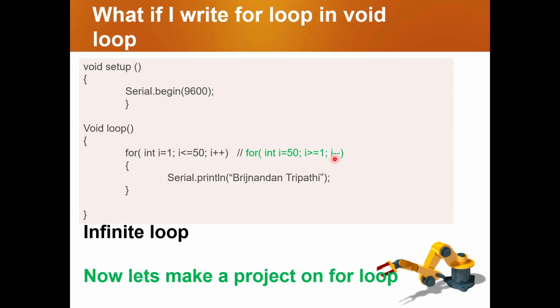So i++ means if the i value is 1 and I want to go up to 50, I have to increase the value of i from 1 to 2, 3, 4 up to 50. What if I start counting from 50? If I start counting from 50 and want to print my name 50 times, I will have to decrease the value. That is why we have used i--, and the condition will become i greater than or equal to 1. That is, decrease the value from 50 until the value of i becomes 1. That is another way of writing a for loop. This one uses the increment operator and this one uses the decrement operator.